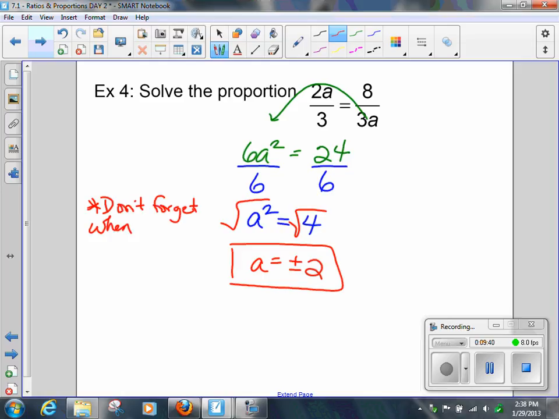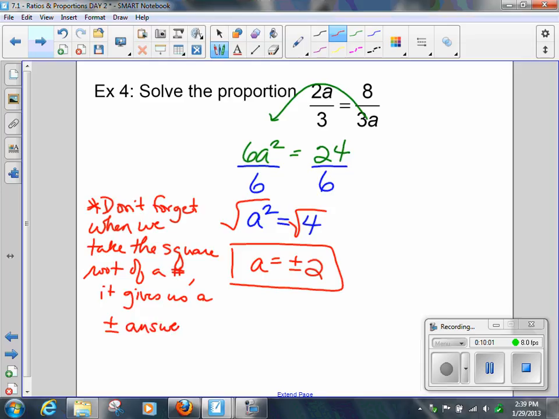Don't forget, when we take the square root of a number, it gives us a plus minus answer. Okay? Gives us a plus minus answer. And the twist is when it's a word problem. Okay? I would write this down. It gives you a plus minus answer.